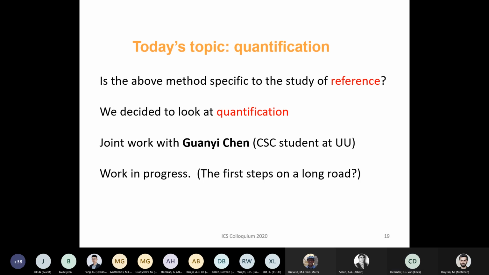Quantification. So the method that I've been talking to you about so far, is it specific to referring? Or are there other language phenomena that you can apply it to? And we decided to look, right? We want to look at the hard things. We decided to look at quantification. And this is joint work with my student, Guan-Yi Chen, who's a CSC student here at Utrecht University, PhD student.